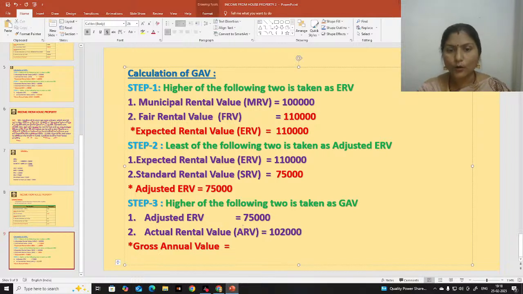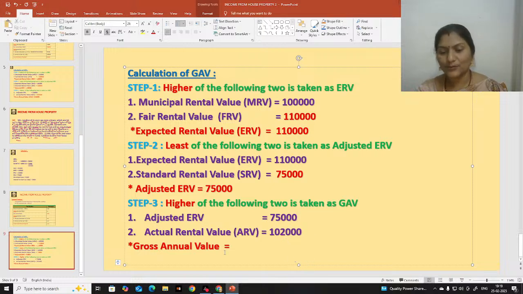1,02,000. So out of these two, which one do we have to select? I already mentioned at the top: the higher of the following two. Which one are we going to select? Higher. Here I am changing the color of the higher one so that you will understand better. Which is higher out of these two, 75,000 or 1,02,000? Obviously it is 1,02,000.